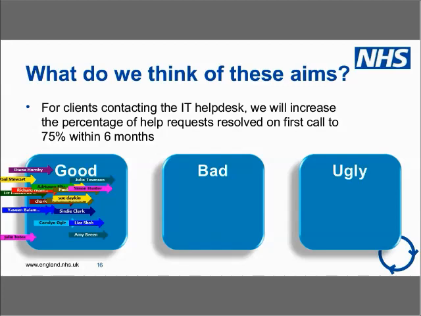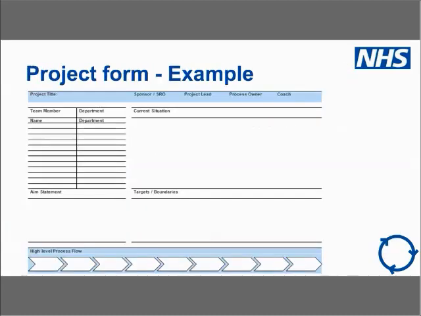And let's have a look. Well, it's for clients contacting the help desk, so that's for whom, or the system. We'll increase the percentage of requests resolved on first call. So there is a goal, and there's a time frame within 6 months. So it has got 3 elements in, so therefore under 25 words we've got a very crisp statement of what that improvement project would be aiming to achieve. So I'd say that one is not too bad at all. So what have we got next?